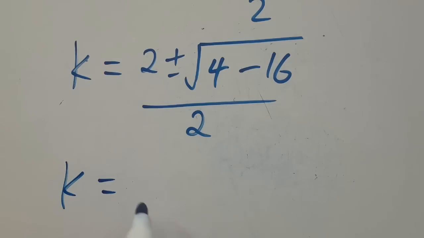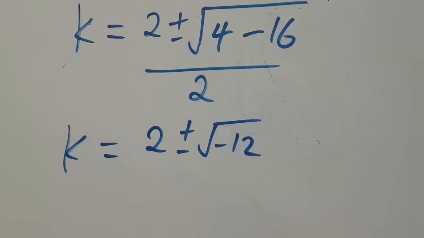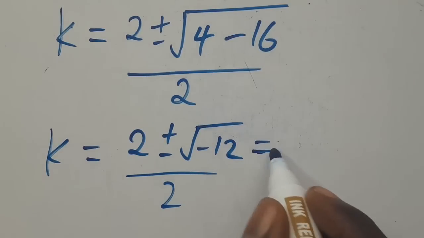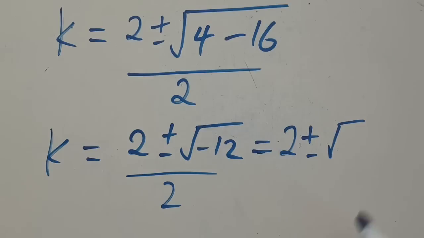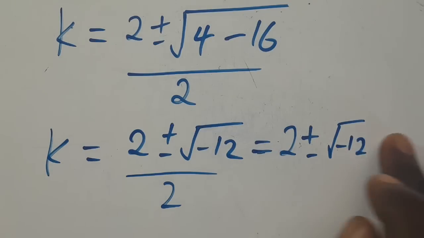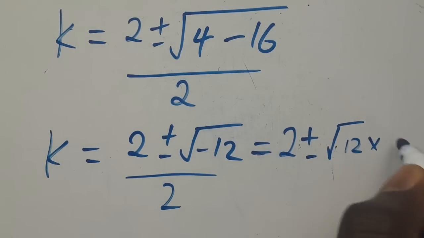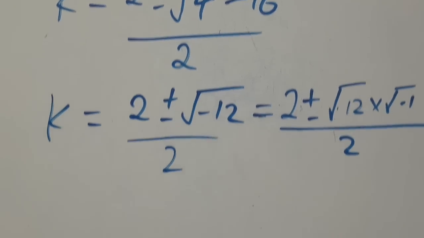So from here we have our k equals positive or negative root of 4 minus 16, which will be minus 12, then divided by 2. This can be simplified as 2, positive or negative, root of minus 12 multiplied by root of minus 1, all divided by 2.